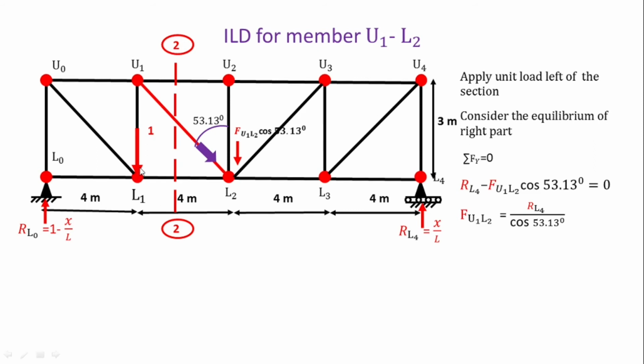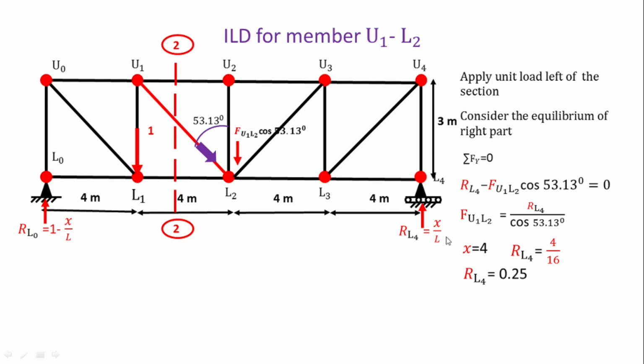Now here x changes. Here we want to find the value of RL4. RL4 is equal to x by L. So x is now equal to 4, because this L1 is located 4 meters from the 0. What is the value of RL4? RL4 is equal to 4 by 16. So RL4 is equal to 0.25.